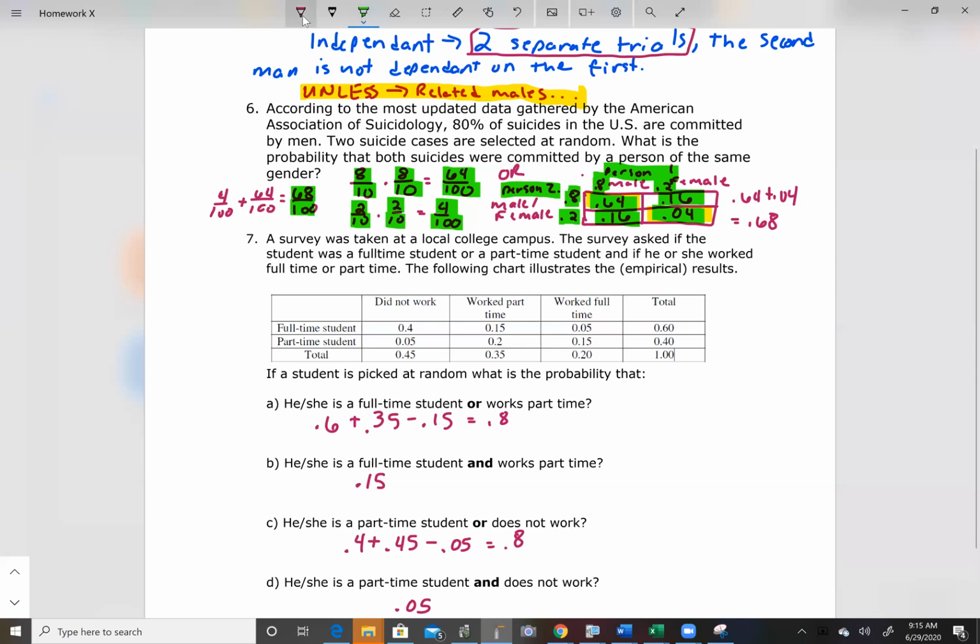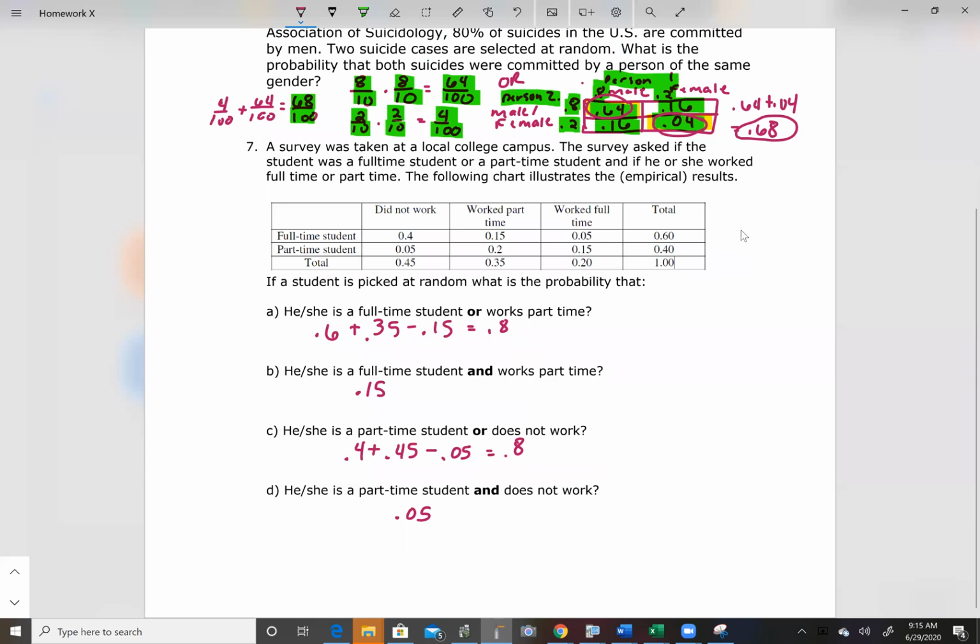And then I just added up. It's the same kind of numbers we got the first time. I added up the 2 boxes where they are the same sex, so they're either going to be both male or both female. And that ends up to be 0.68 or 68%. So just 2 different ways of looking at the same problem.